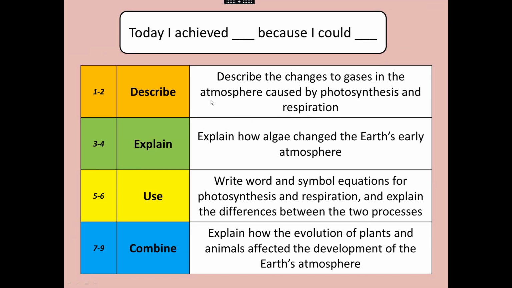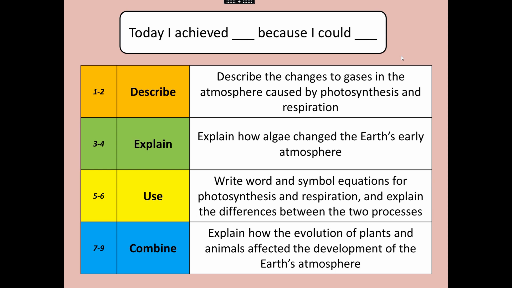Today I've achieved, can I describe the changes in gases caused by photosynthesis and respiration? Can I explain the effect of algae on the Earth's early atmosphere? Can I use understanding to write word and symbol equations for photosynthesis and respiration? Can I combine ideas together to explain in detail how evolution of plants and animals affected the development of the atmosphere? Whatever your achievement today, if you've put a good effort into your answers in your Google Doc and written in sentences and put a good effort in, you deserve to feel really proud of yourself.